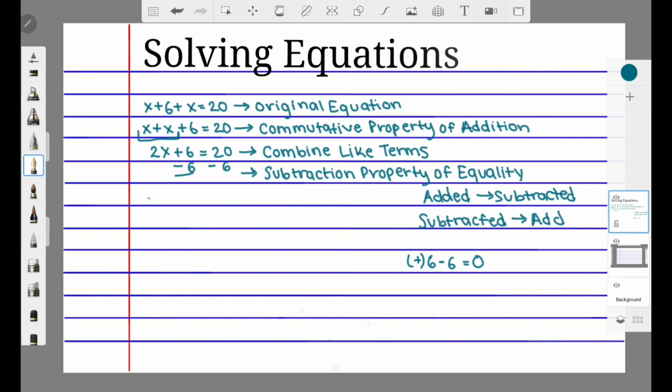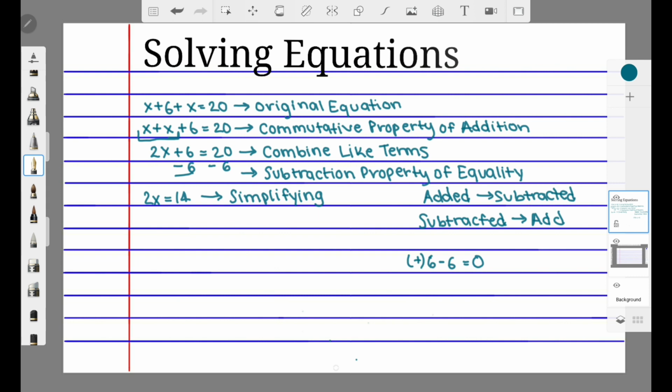All right, now we can simplify. We got rid of the 6, so now we just have 2x equals 20 minus 6. And 20 minus 6 is 14. So this is just simplifying. All right, now we have to isolate the variable one step further so that there's just x and not 2x.